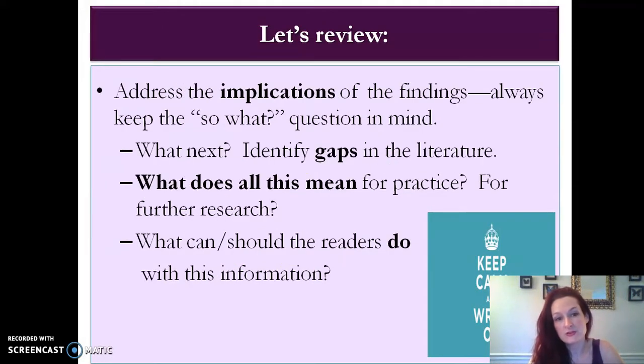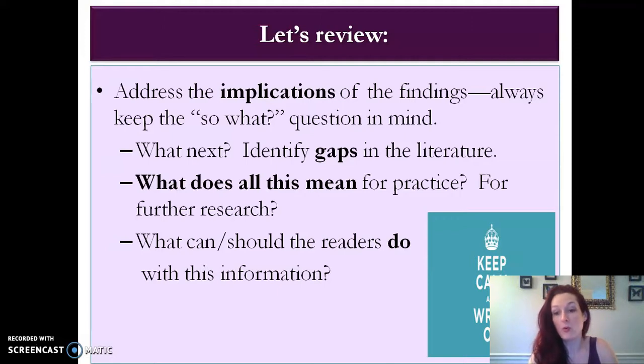It's also important to address the "so what" question, to address the implications of the findings. So what next? What are the gaps in the literature? What don't we know? What questions still remain that future researchers could answer? What does all this mean for practice? What does it all mean for further research? What can and should your readers do with this information?